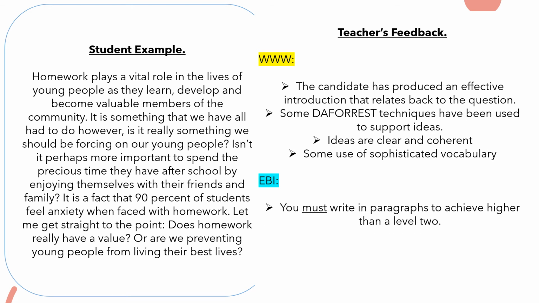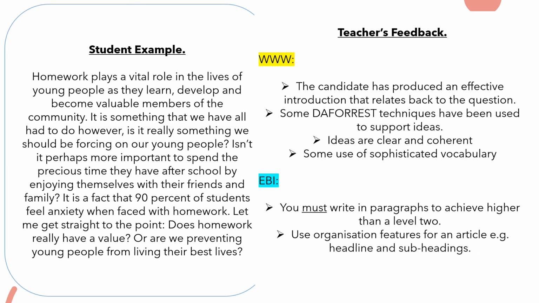So, even better if. You must write in paragraphs to achieve higher than a level 2. Now, the teacher has marked this on the assumption that this paragraph is all that they have written, so we don't actually know if they've written paragraphs because there's only really one. It might sound a little bit silly or obvious, but a lot of people do forget to write in paragraphs, and that's an easy way to lose yourself some marks. If you don't do some of the more basic or obvious skills within English, then you won't be able to achieve the higher grade, even if you've used a lot of techniques or punctuation effectively.